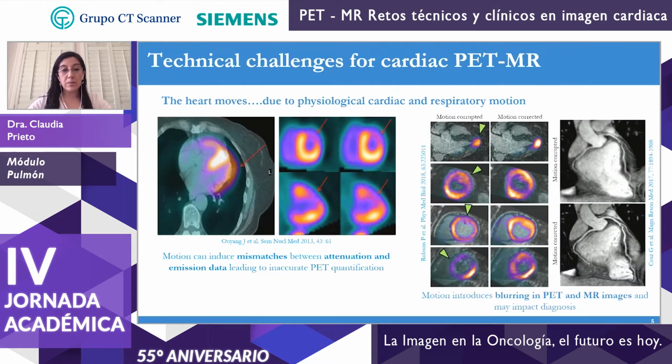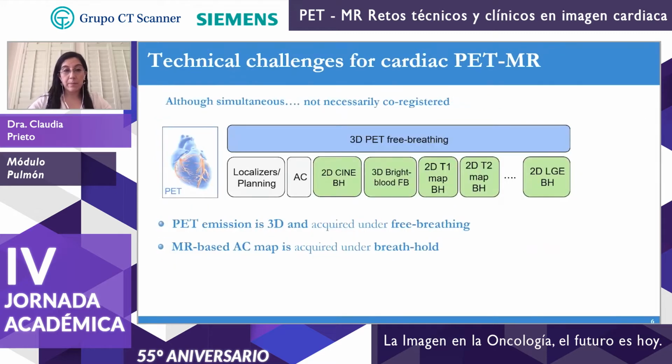Motion can also introduce blurring and aliasing artifacts in both PET and MR images, as we can see in the second example, where we can see images before and after motion correction for both the PET and the MR data, which again may impact the diagnosis.